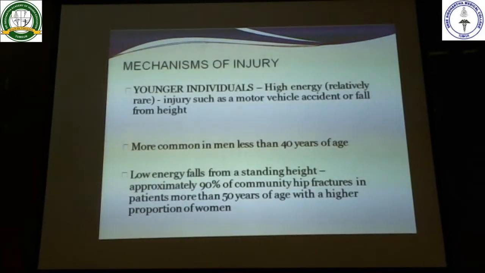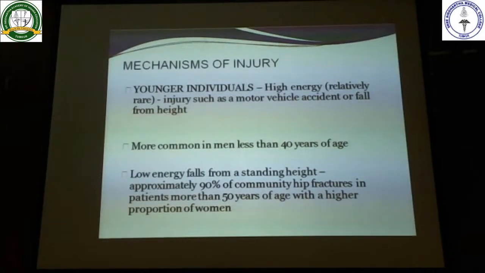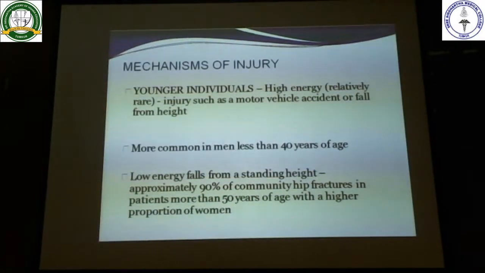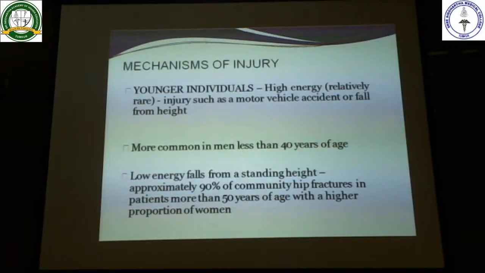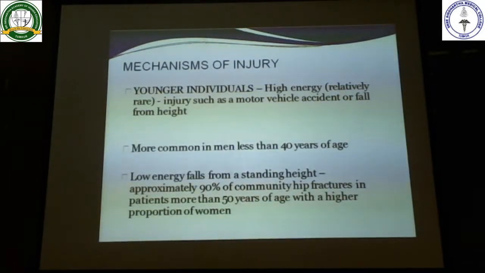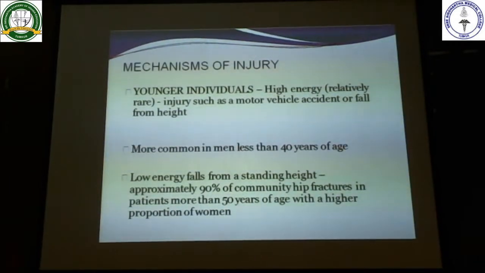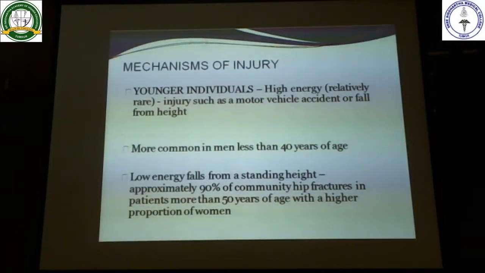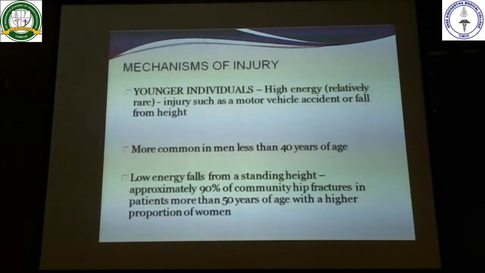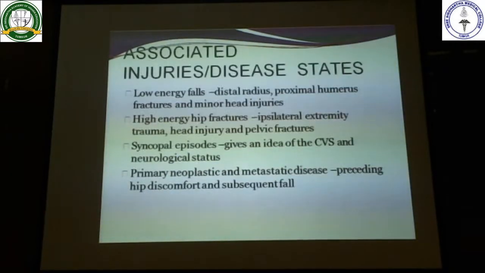Mechanisms of injury: in younger individuals, like I already said, if at all the fracture takes place, it is usually related to high energy trauma, such as motor vehicle accidents or fall from height, and more common in men less than 40 years of age. Whereas it is much more common in elderly or older age groups, from low energy falls from a standing height. Approximately 90% of community hip fractures are in patients more than 50 years of age, with a high proportion of women. This point I already mentioned earlier.